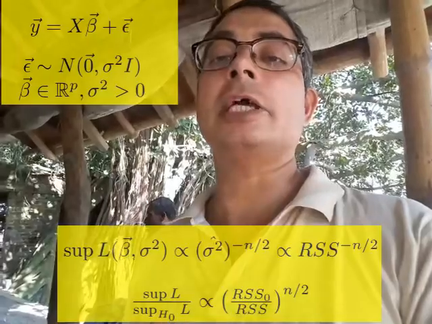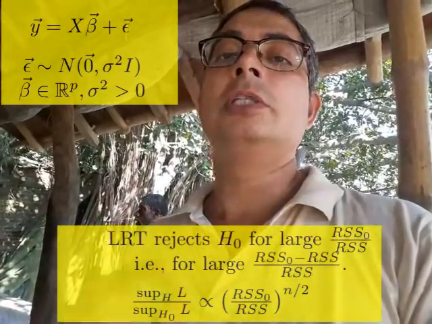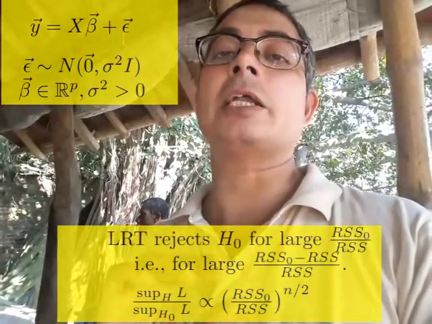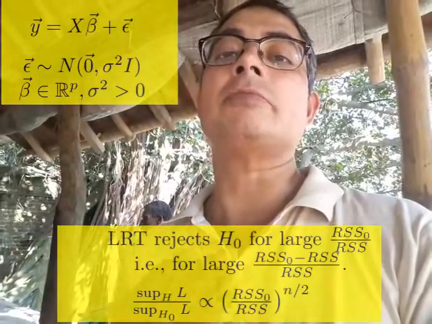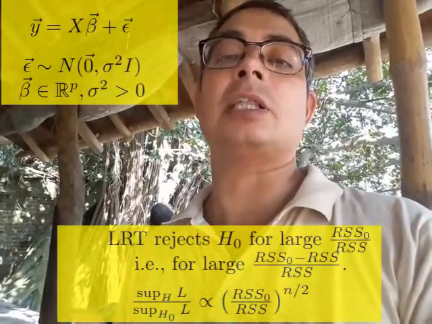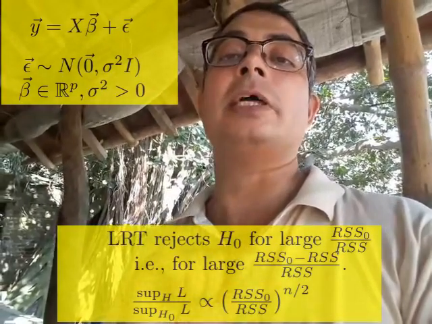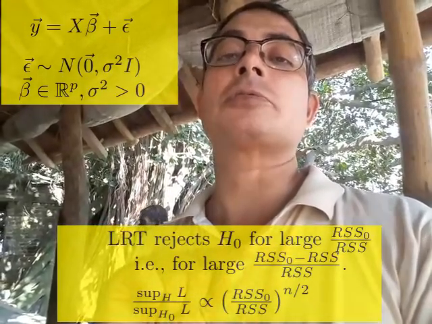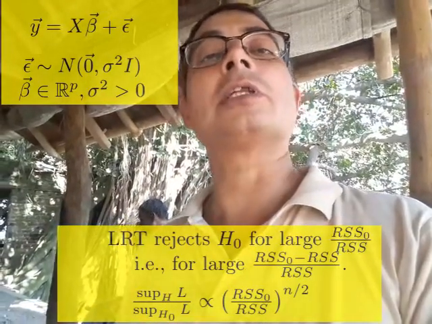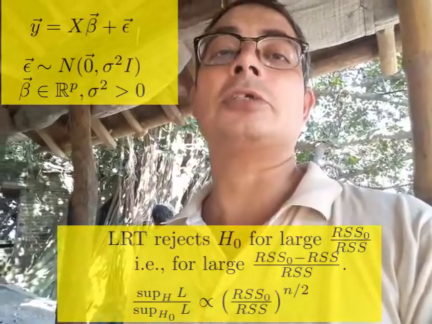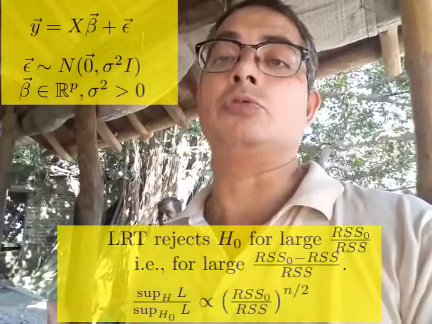So the likelihood ratio test will reject if this quantity, RSS naught by RSS, is large, which equivalently means RSS naught minus RSS divided by RSS is large. You just subtract 1 from it, and this is our familiar intuitive form, the extra residual sum of squares divided by the acceptable residual sum of squares. So this little argument shows that the LRT is indeed the same test as our intuitive test.